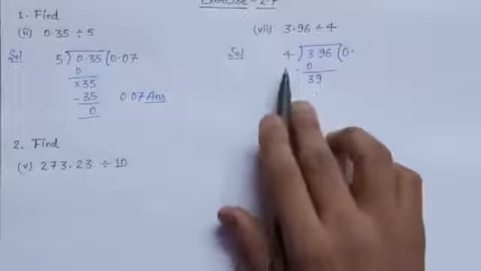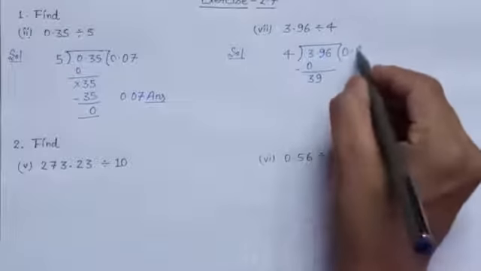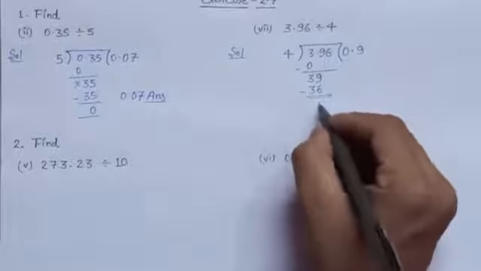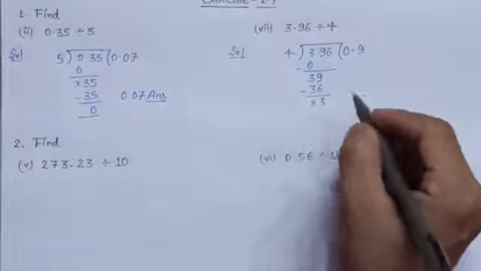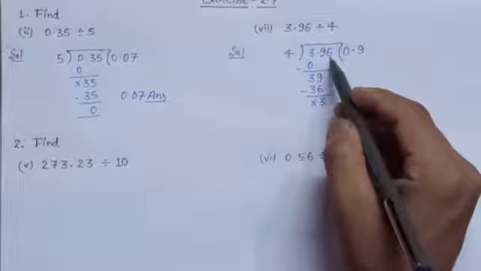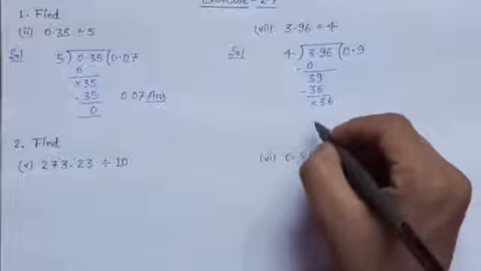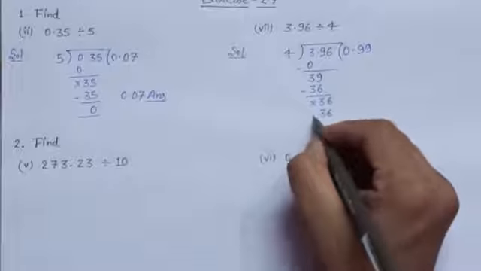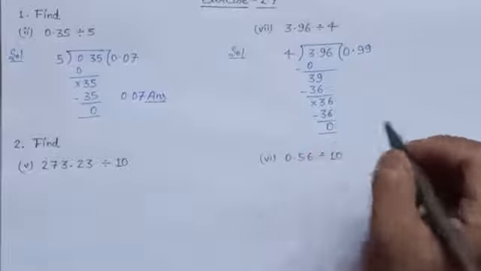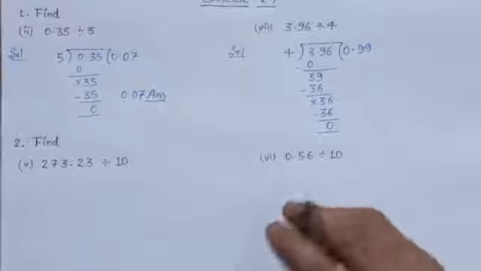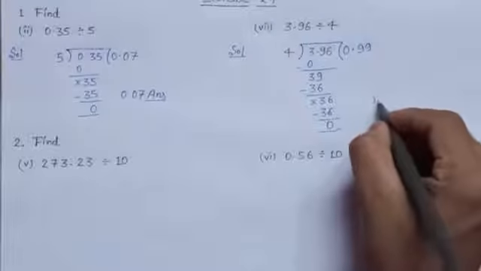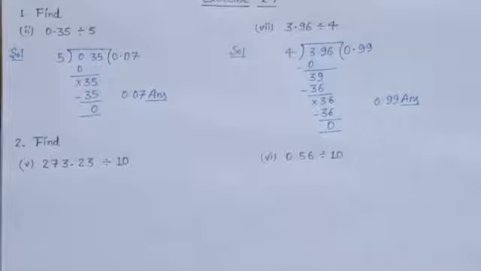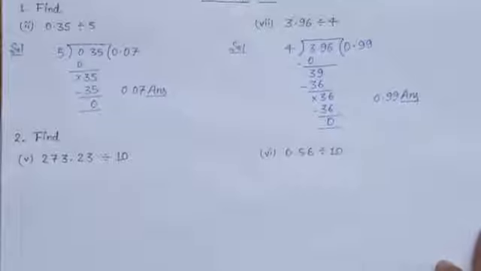Now we have to divide 39 by 4. So 4 times 9 is 36. So when we subtract 36 from 39, we get the remainder 3. And again we take the next digit from the dividend, 6, here. So you can see 4 times 9 is 36, and after subtracting 36 from 36, we get the remainder 0, and in this way our division is completed. So our required answer is 0.99. This is our answer. Okay students, now let us solve the next question.